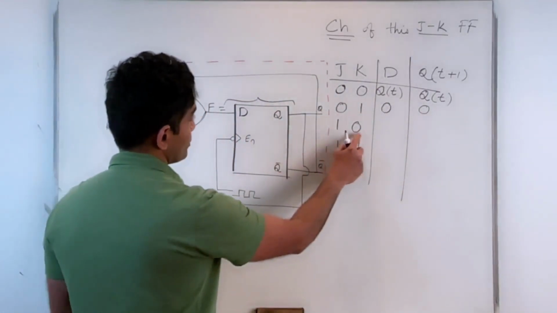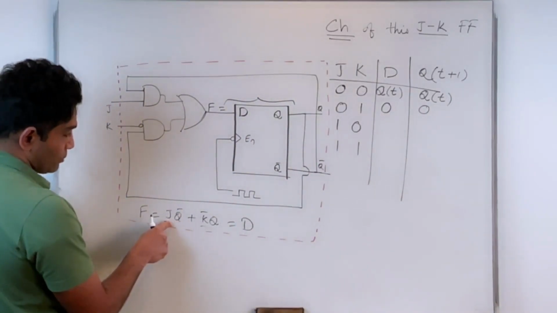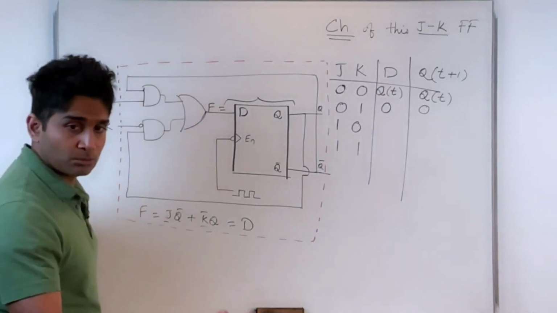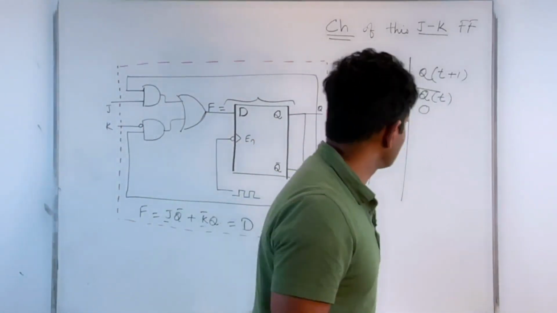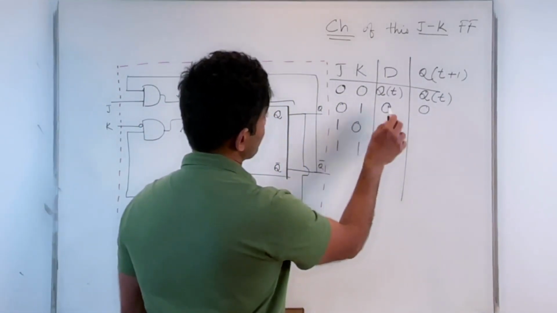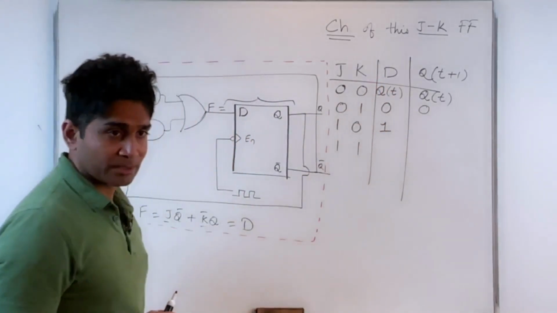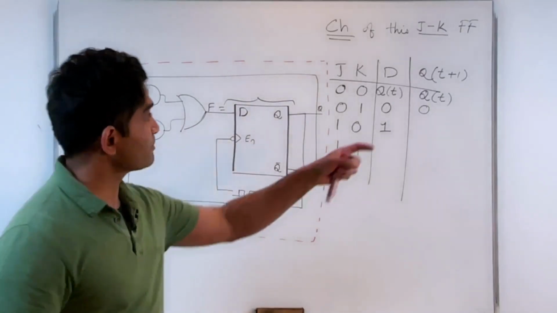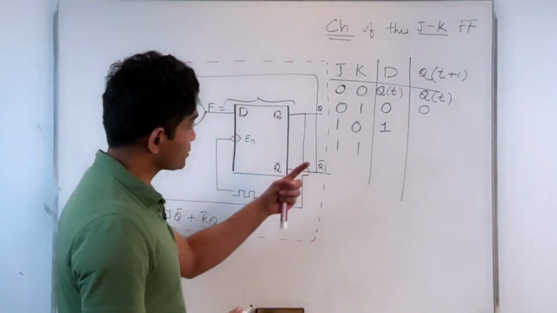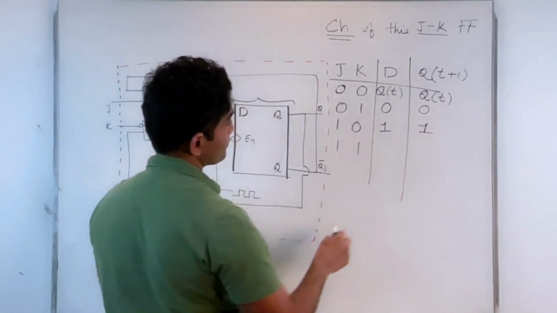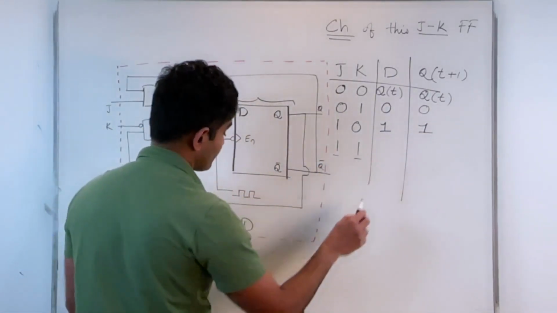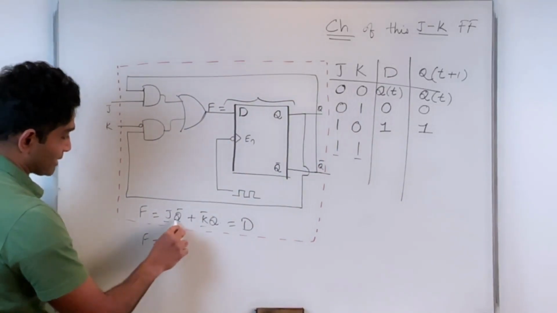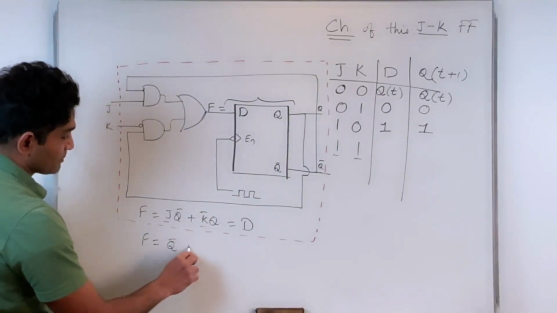1, 0, if you recall, that was Q plus Q prime, which by Boolean identities is 1. So that's a 1. In other words, I'm applying a 1 on my D input and waiting for the next clock instance. So in the next clock instance, my Q(t+1) follows D. So that's 1. And finally, we have 1, 1. Apply 1, 1 here. So I get F equals 1 times Q prime, which is Q prime.